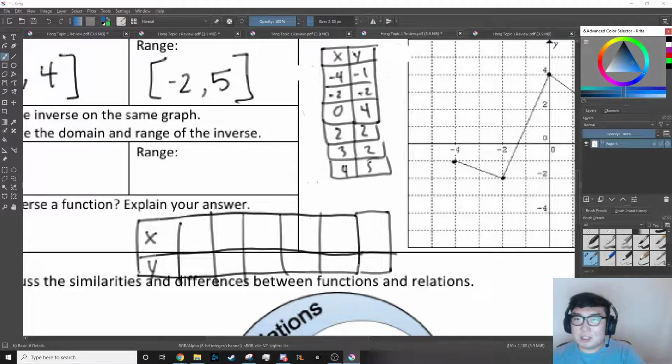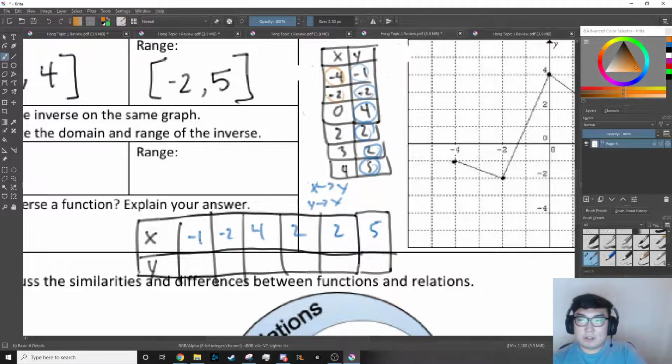If I use this color as my y's, these blue numbers I'm circling are going to be your new x. If I consider the rule, my x turns into y and my y turns into x. So my y turns into x, and I can just copy it like this. My x values will look like so, my orange values right here: -4, -2, 0, 2, 3, 4.